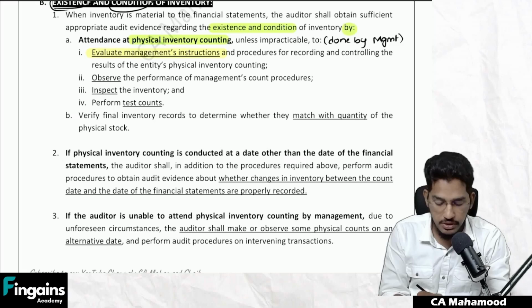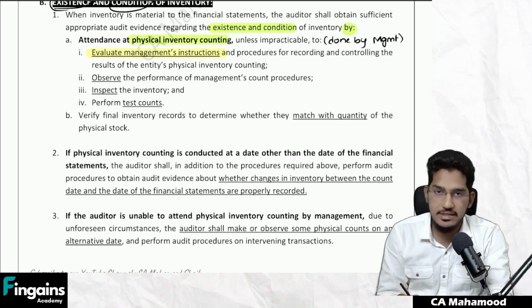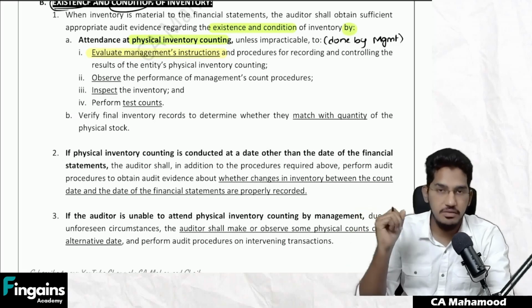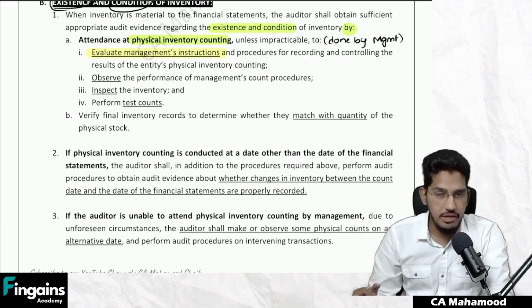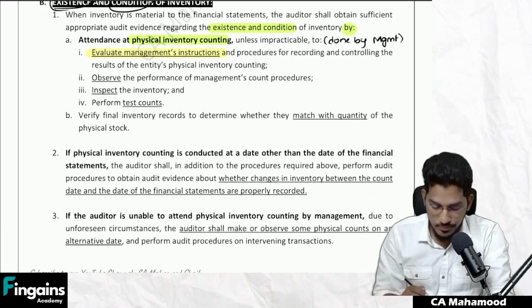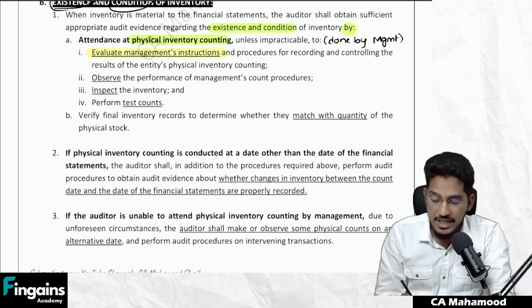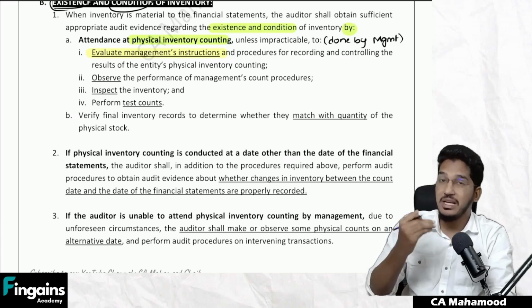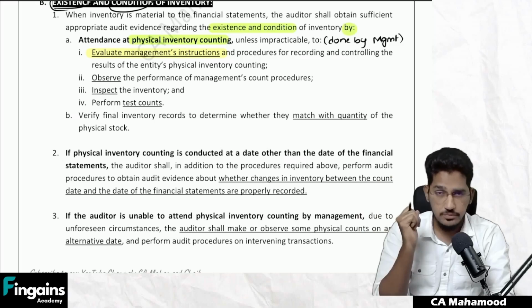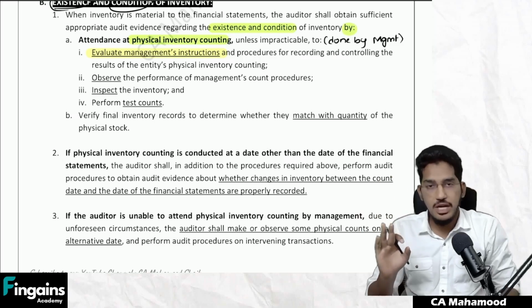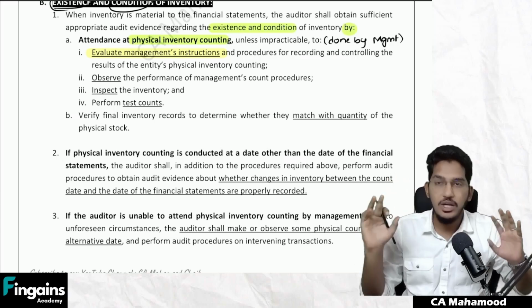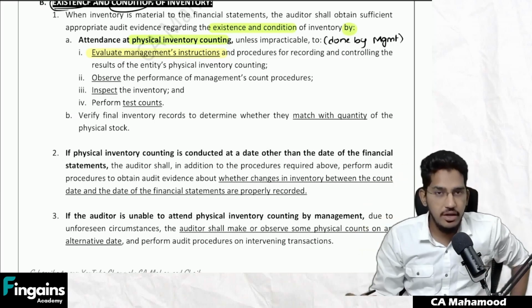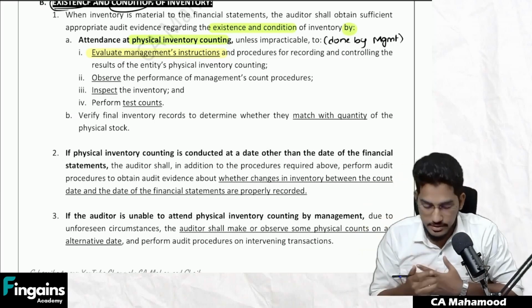If I put it in simple terms, you should go and analyze there what instructions they have given to the staff for doing inventory counting, in what manner they are doing inventory counting. First I should evaluate and analyze management's instructions, how the management instructed their staff to do the counting. I should analyze what processes they follow, what instructions they follow, in what manner they are about to do the inventory counting. First I should go and understand it.